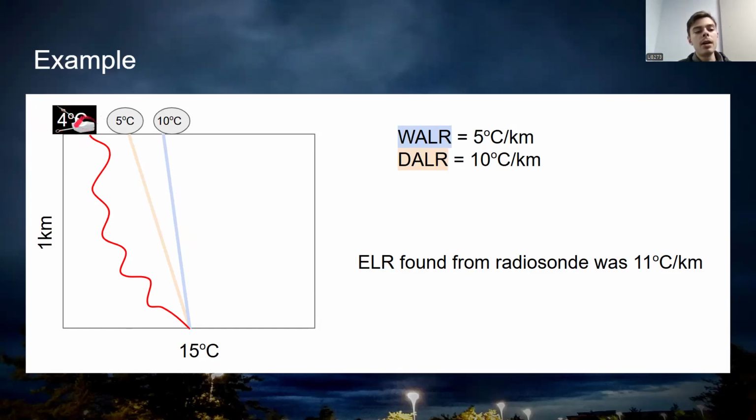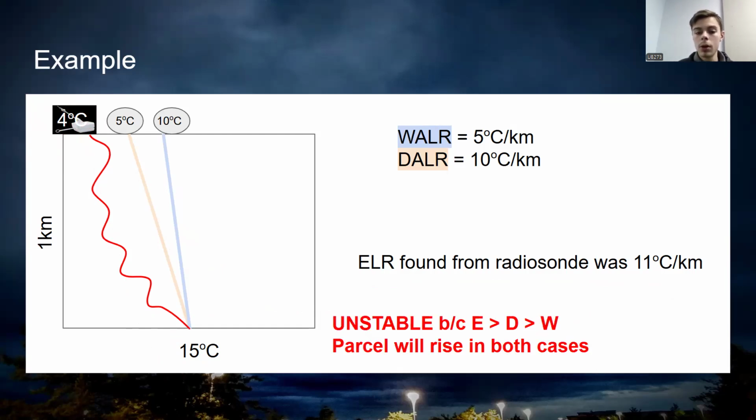The environment ends up being, we do 15 minus 11 to get 4. So the order of this is the greatest one is E, then D, then W. E, D, W, excellent damn weather, remember? So unstable. The order is EDW, excellent damn weather. That is what we want. So the parcel is going to rise in both situations. Why? Because 5 and 10 are greater than 4. If it's greater than the environment, it rises. So it rises in both cases.